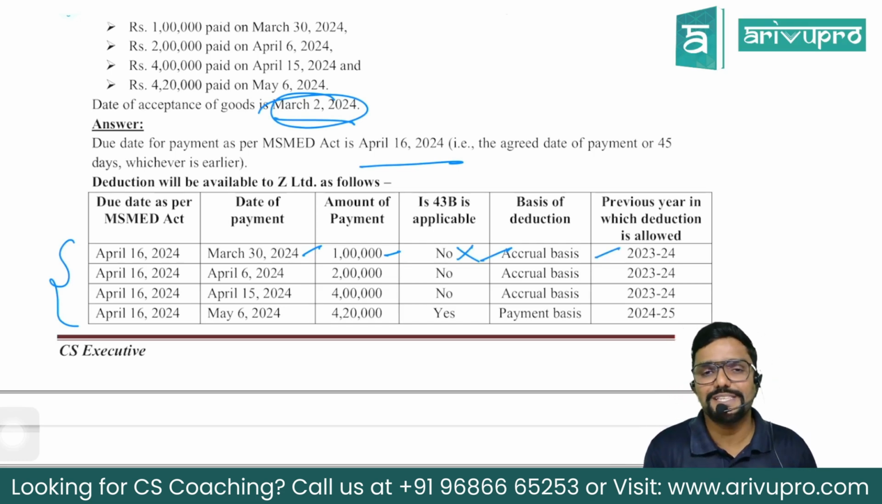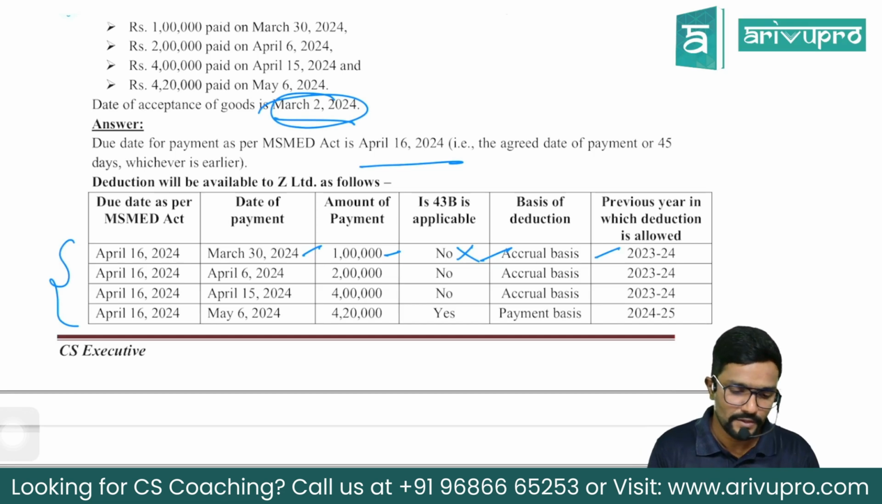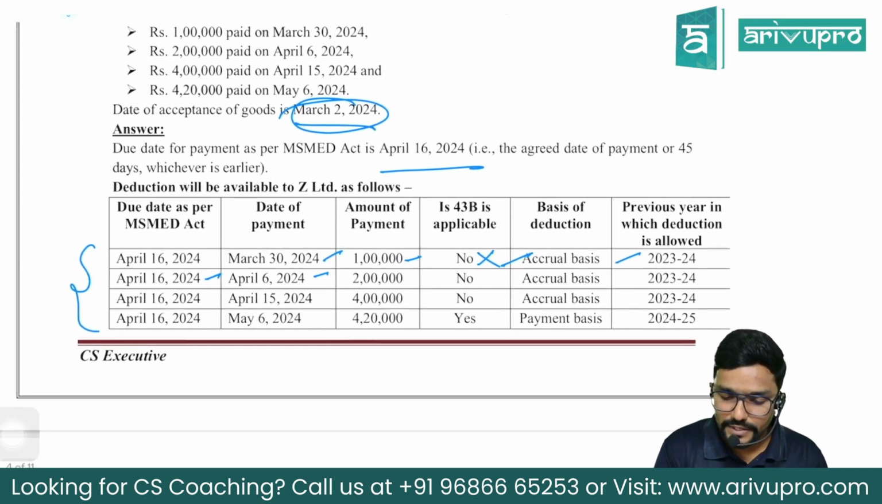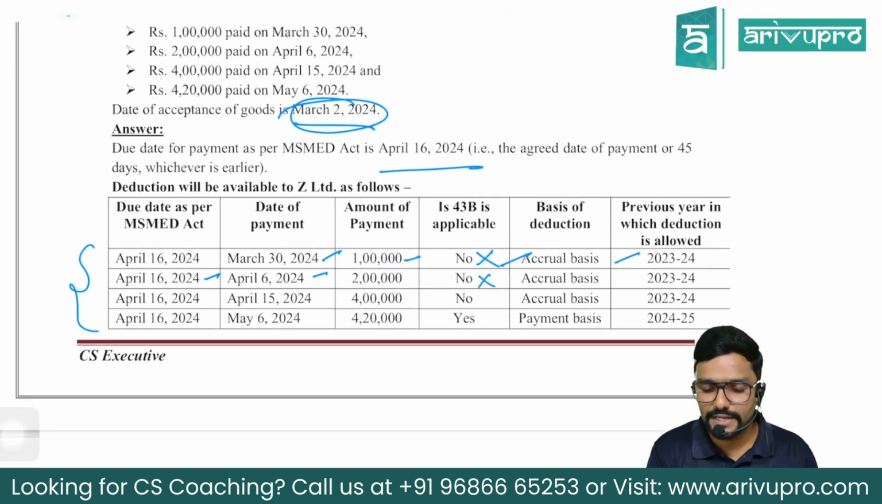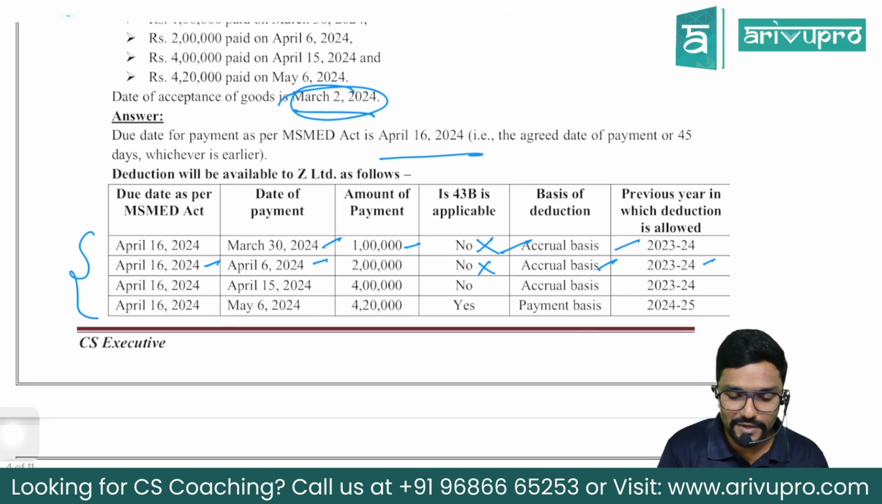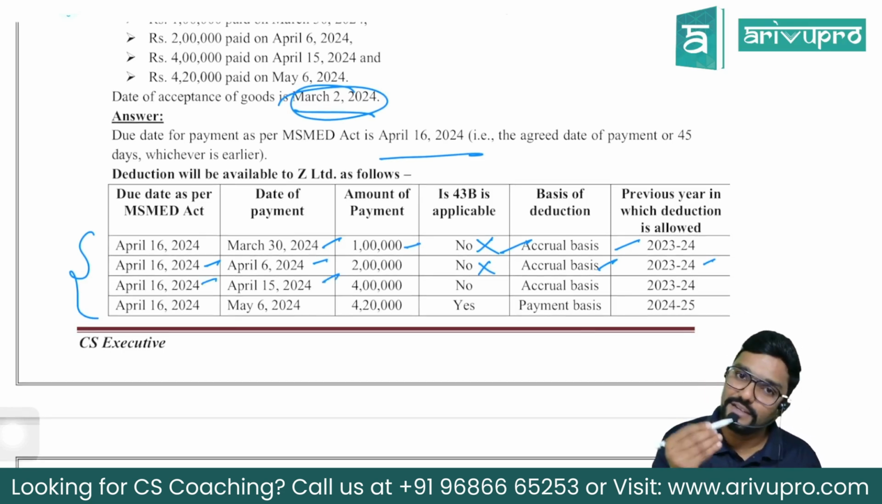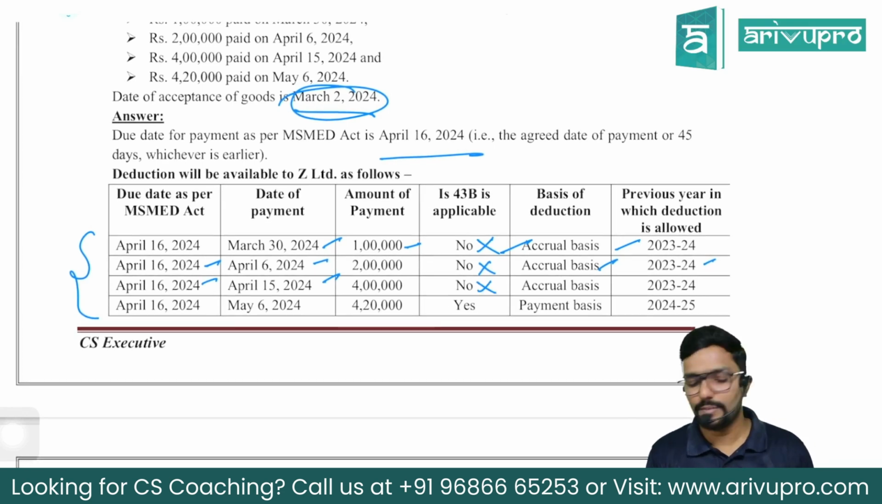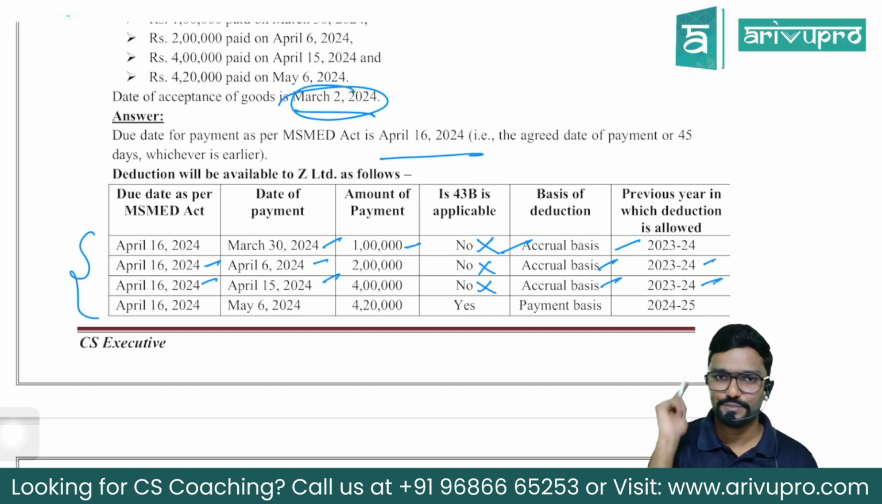In which previous year is it allowed? 23-24. Then the next payment is made on April 6th. Again within the due date. So is 43B applicable? No. Can I claim it on accrual basis? Yes. In which year? 23-24. Next, April 15th. Is it made within the due date? Yes, sir. So is section 43B applicable? No. Can I claim it on accrual basis? Yes. In which year? 23-24.